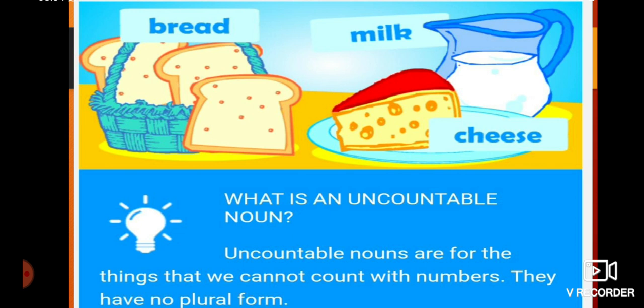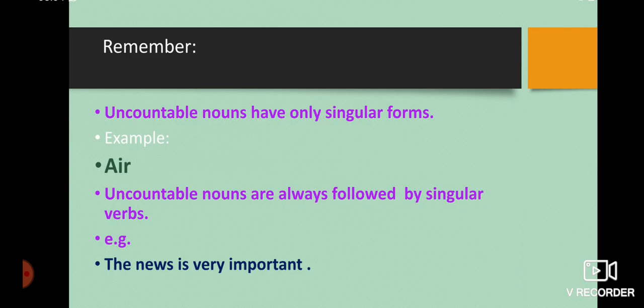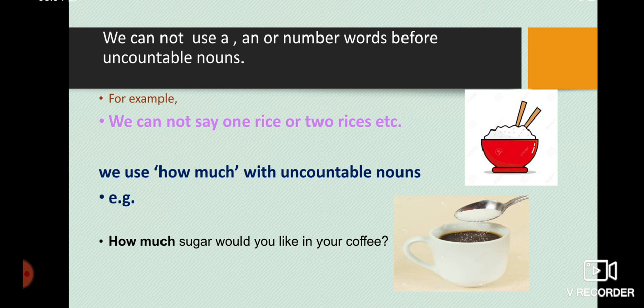So, what is an uncountable noun? Uncountable nouns are for the things that we cannot count with numbers and they have no plural form. Uncountable nouns are always followed by singular verbs. Example, the news is very important. We cannot use a, an or number words before an uncountable noun. For example, we cannot say one rice or two rice, etc. We use how much with uncountable nouns. For example, how much sugar do you like in your coffee?